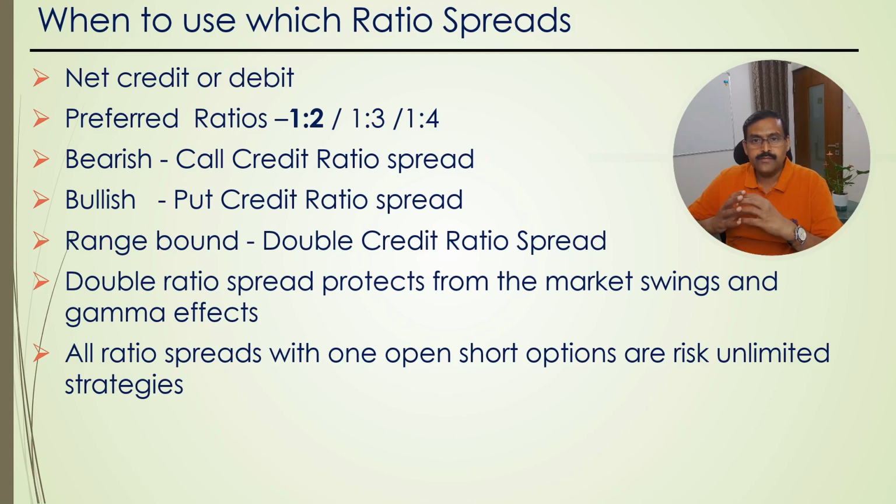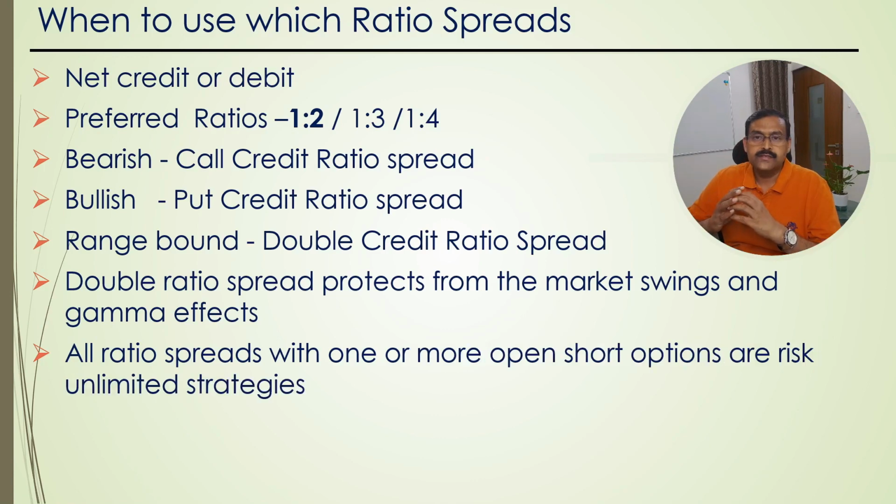For bearish market view, I use the call credit ratio spread, and for bullish, I use the put credit ratio spread. For range bound, of course, the double credit ratio spread is what I use. The advantage of double ratio spread is that it protects from the market swings with the gamma effects and the MTM swings. All ratio spreads, whether it is a credit or a debit ratio spread, having one or more open option shorts are unlimited risk strategies. We need to be ready to do the adjustment when the market view goes wrong.